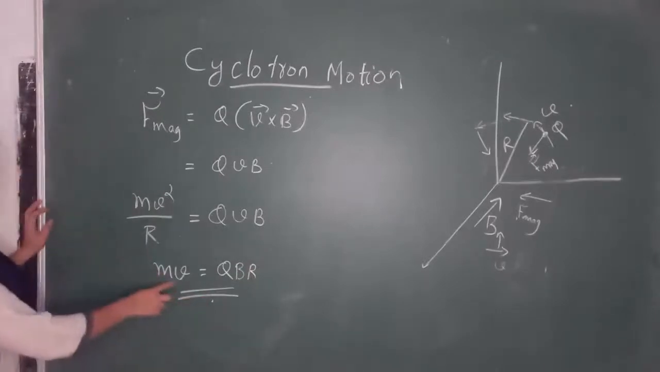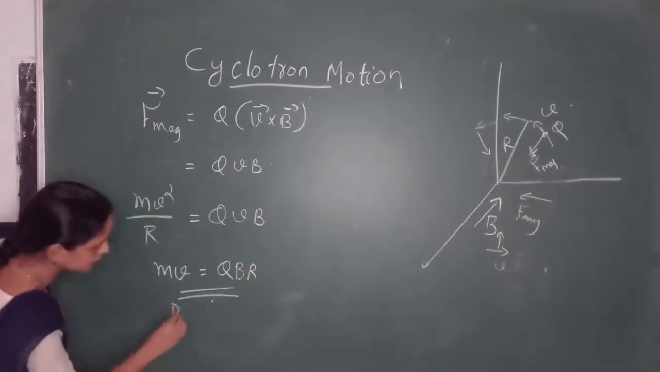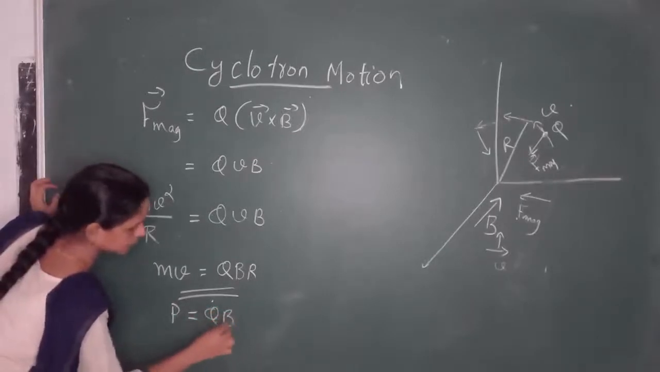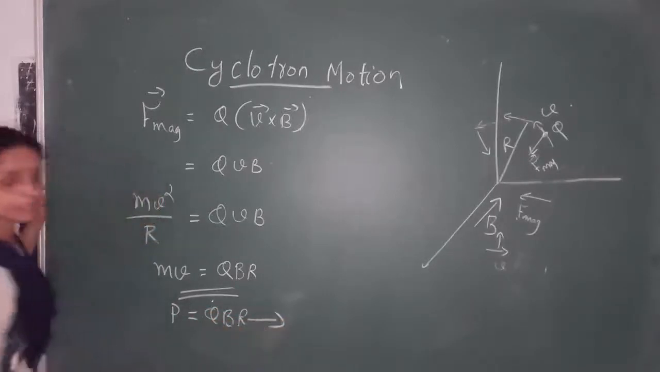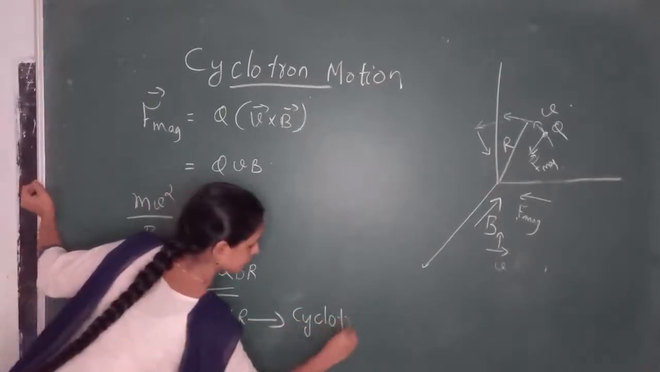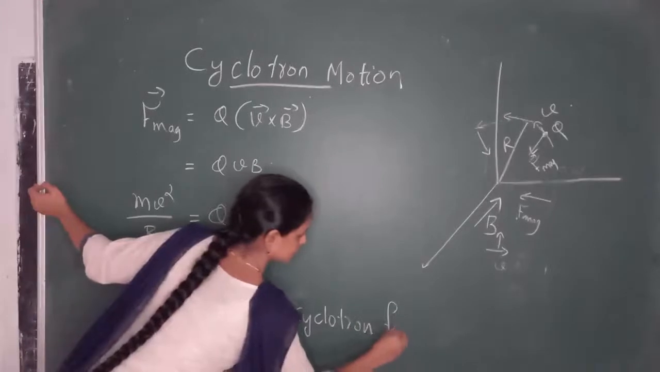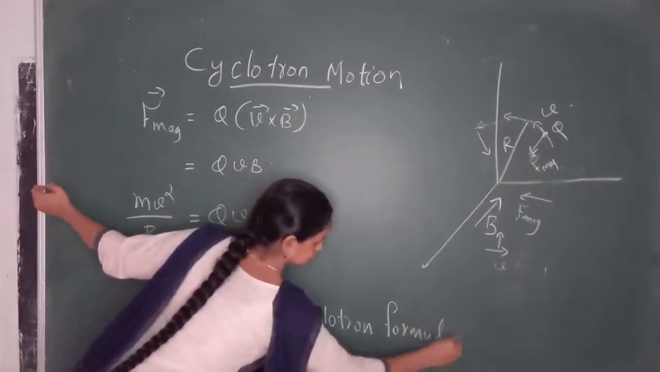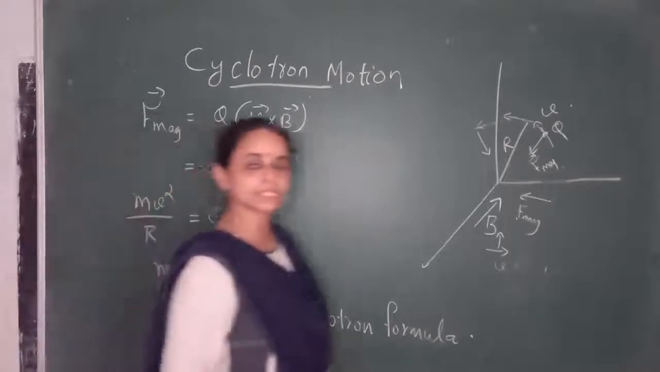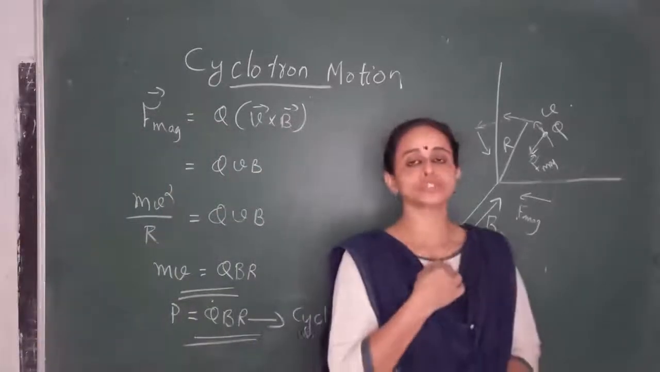And this, what is mv? mv is nothing but p, that is the momentum of the particle, that is qBr. This equation is known as the cyclotron formula. This is the cyclotron formula, that is p is given by q into B into r.